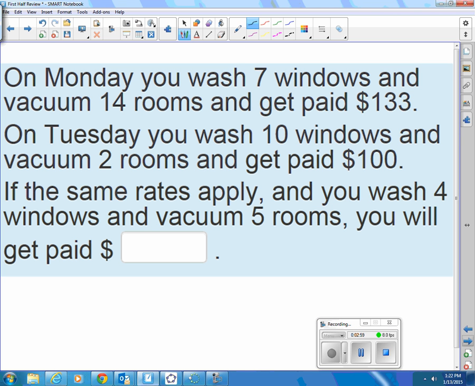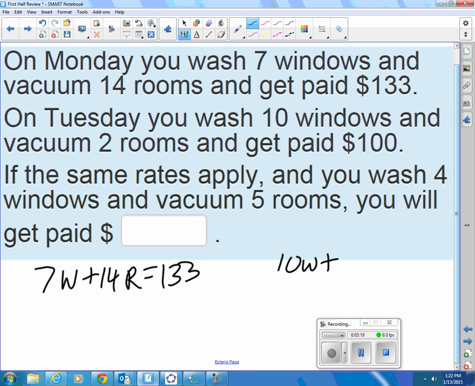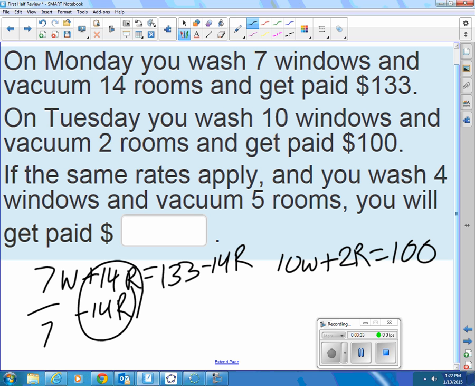Similar equation. Different numbers is all. 7 windows, 14 rooms equals $133. 10 windows, 2 rooms, $100. We could subtract the 14R from each side. That's 0. Divide by 7.